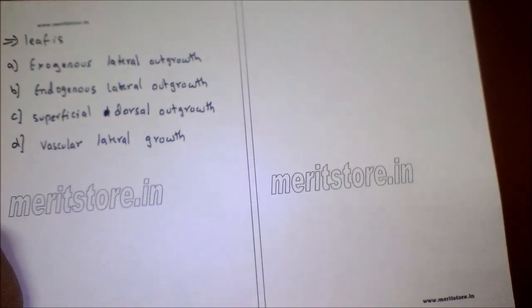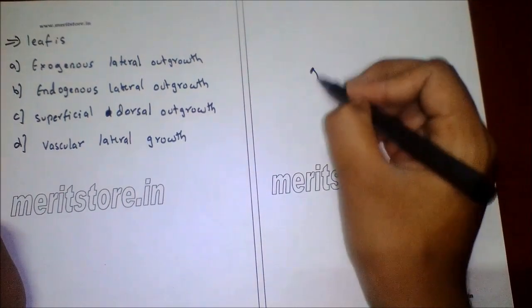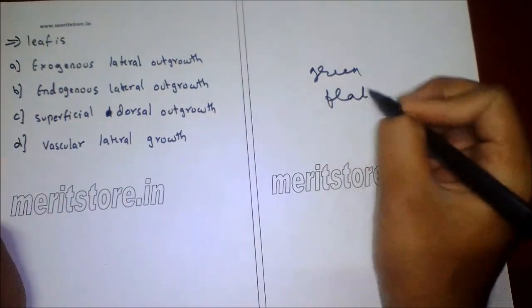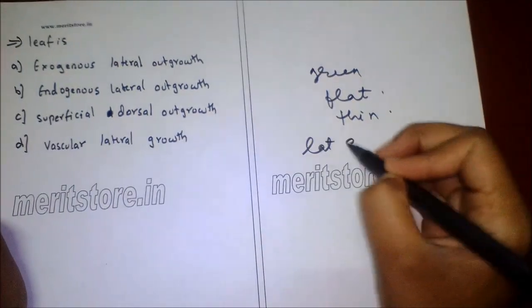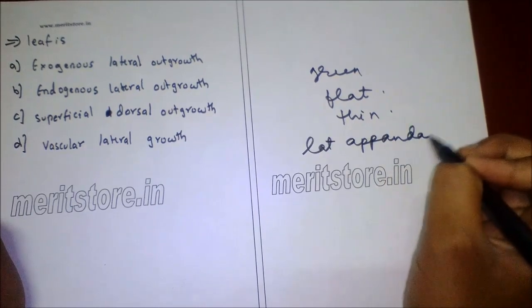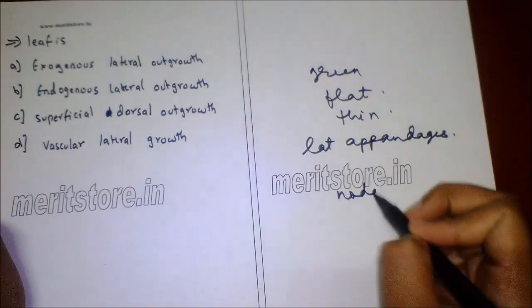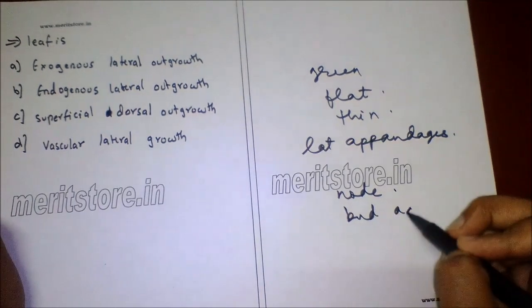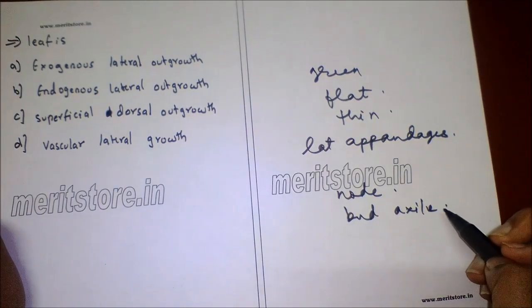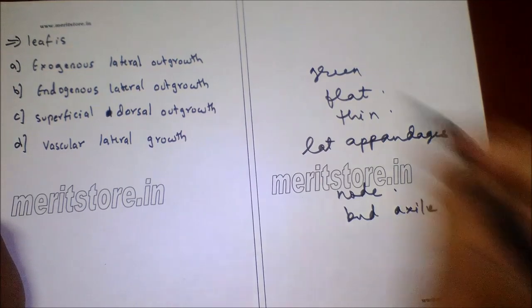Leaf is: A. exogenous lateral growth, B. endogenous lateral growth, C. superficial dorsal growth, D. vascular lateral growth. So the leaf is a green, flat, thin, expanded lateral appendage which is borne at the node and bears a bud in the axil. It is exogenous in origin and develops from leaf primordium of shoot apex. Option A.